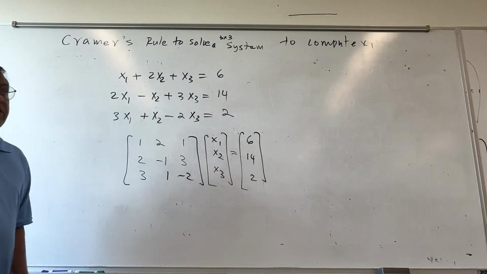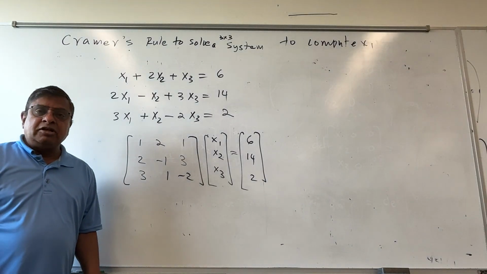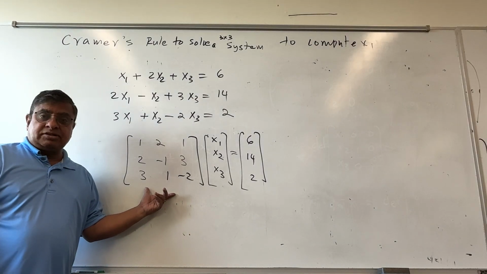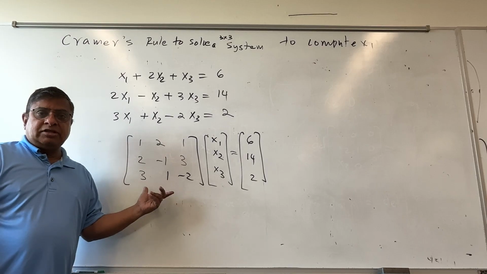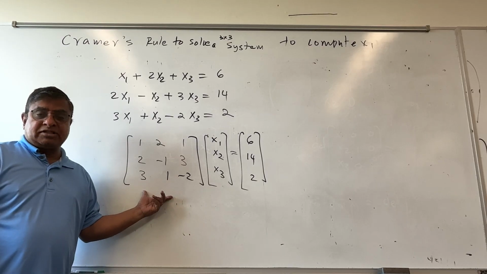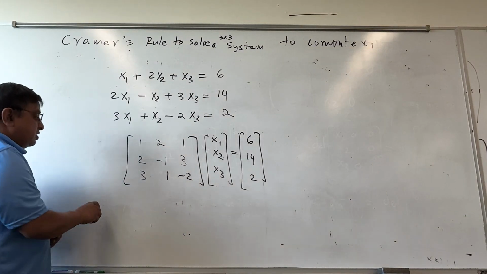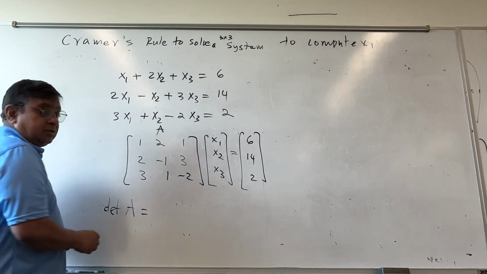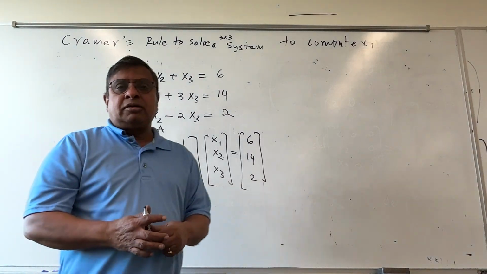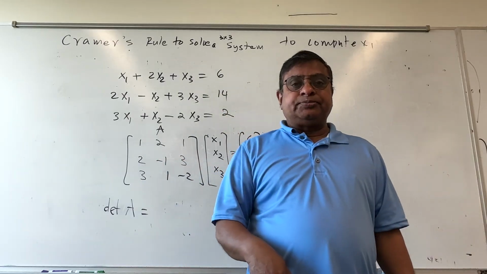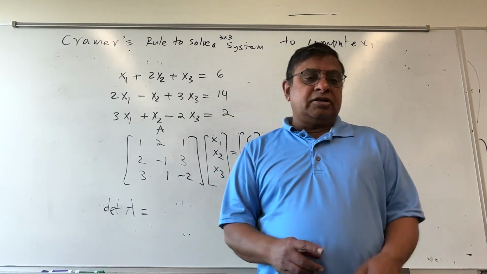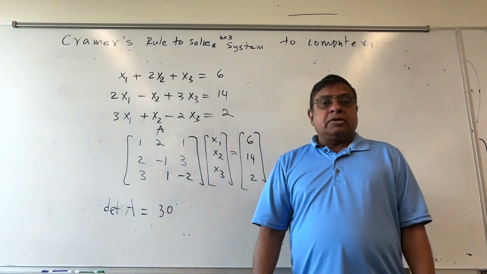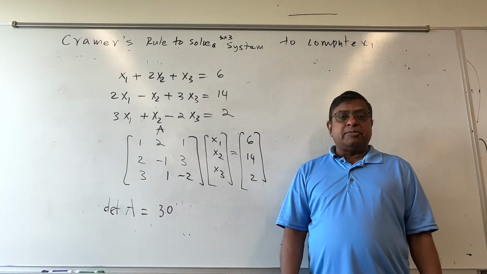Okay? So before you apply Cramer's rule, you need to check whether you can do that or not. So a test is this has to be an invertible matrix. That means the determinant of this coefficient matrix must be non-zero. So what's the determinant of this coefficient matrix A? If you compute either using a calculator or do some row operations to compute the determinant, you will see the answer is 30. And since it's non-zero, you could apply Cramer's rule.